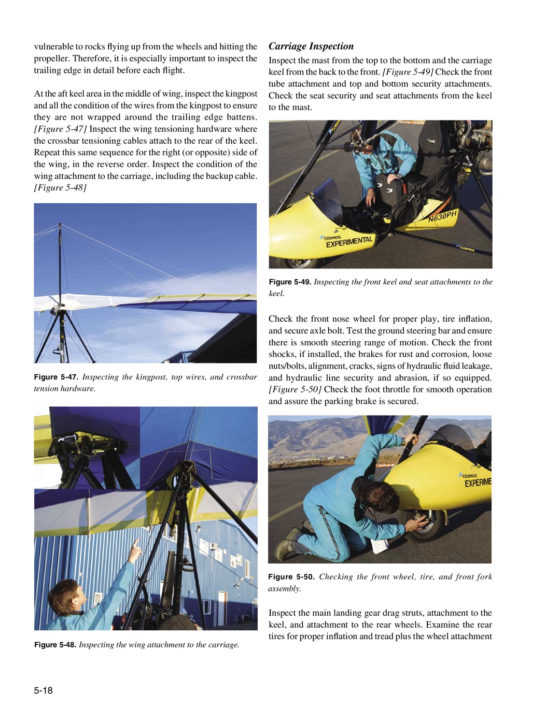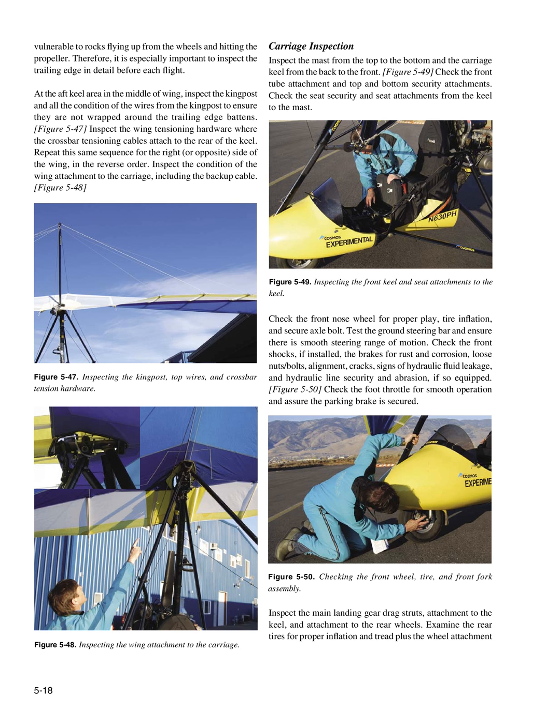Check the front shocks, if installed, the brakes for rust and corrosion, loose nuts/bolts, alignment cracks, signs of hydraulic fluid leakage, and hydraulic line security and abrasion, if so equipped. Figure 550, check the foot throttle for smooth operation and assure the parking brake is secured. Inspect the main landing gear drag struts, attachment to the keel, and attachment to the rear wheels.